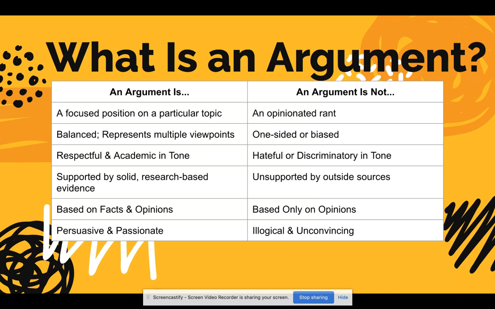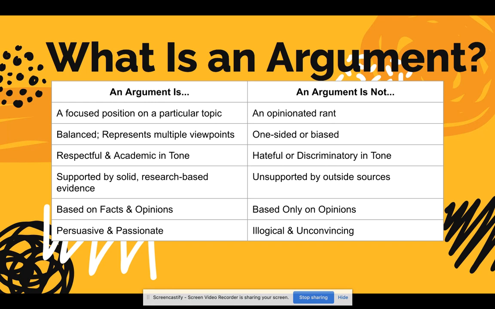An argument is supported by solid research-based evidence. You have got to use databases and online sources that are ethical, that are true, fact-based, evidence-based, peer-reviewed. We're going to talk about what that means after you do the online learning module, which I'll talk about in a second. Whereas the other papers that you've done, you are not allowed to use outside sources. So you could not go to the databases, you could not go to Google, you could not cite any other source other than the original source.